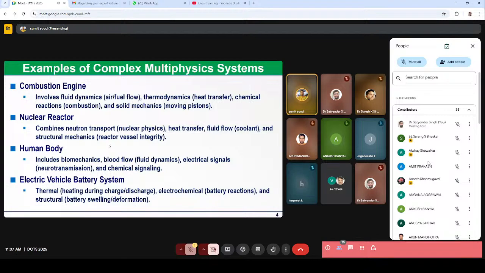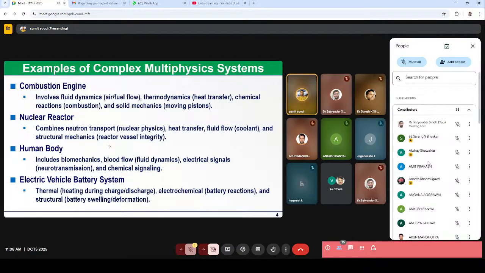Another example we can take is the nuclear reactor. So there are different components of the nuclear reactor. There is a chemistry involved there of nuclear physics. There is also the heat transfer, fluid flow, and different sort of physical phenomena going on there. So again, there is a combination of these. Even our human body, if we take the example of human body, there are different researchers who have also tried to develop a model for the human body. So again, it is the combination of different multiphysics systems.